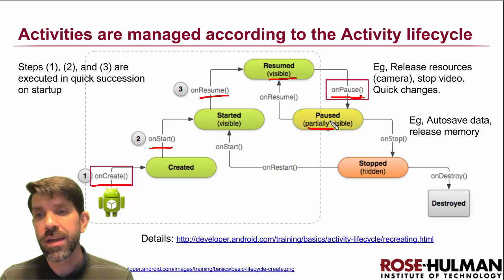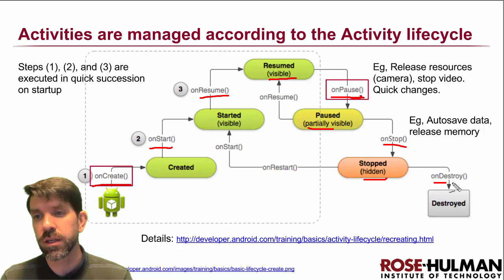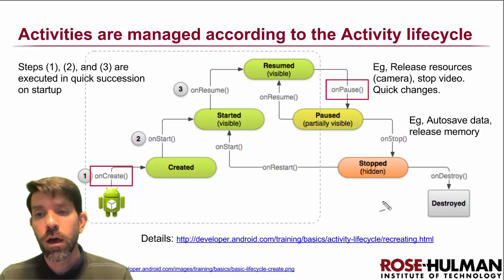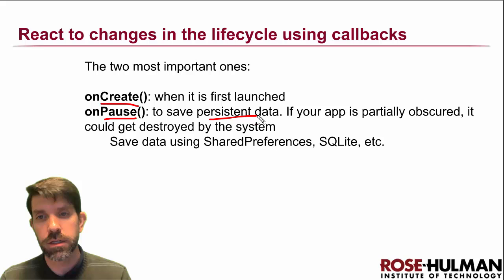Okay. If it's actually going to be totally hidden, then it's stopped. So if you wanted to you can actually implement onStop, release memory and do some more intensive things. And when it's finally, if it were totally blown away, there is an onDestroy method. But honestly, the ones that we're going to use most of the time in here are going to be onCreate and also onPause, again, to save persistent data, right, when we leave the screen.